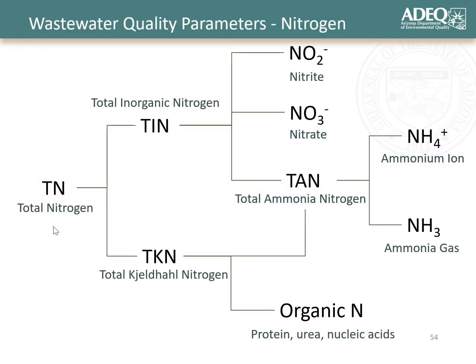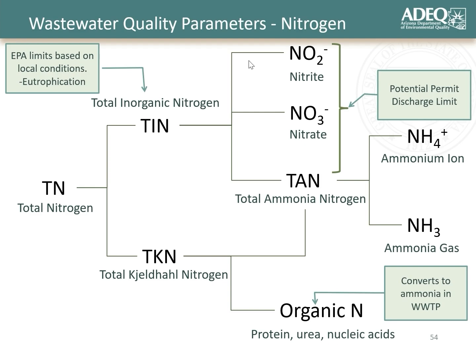Let's move on to nitrogen. Nitrogen can be measured in different compounds in wastewater. Typically, we'll think about total nitrogen as all the nitrogen that's in the wastewater, but it can be divided into two main branches. One is total inorganic nitrogen, which is made up of 3 species: nitrite, nitrate, and total ammonia nitrogen, which can be present as ammonium or ammonia gas. Besides inorganic nitrogen, nitrogen is also present as organic nitrogen, which is nitrogen bound up in organic compounds like protein, urea, nucleic acids.